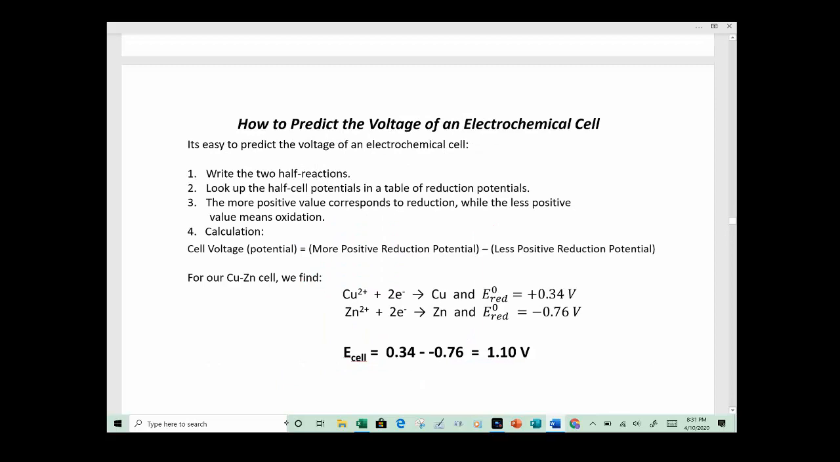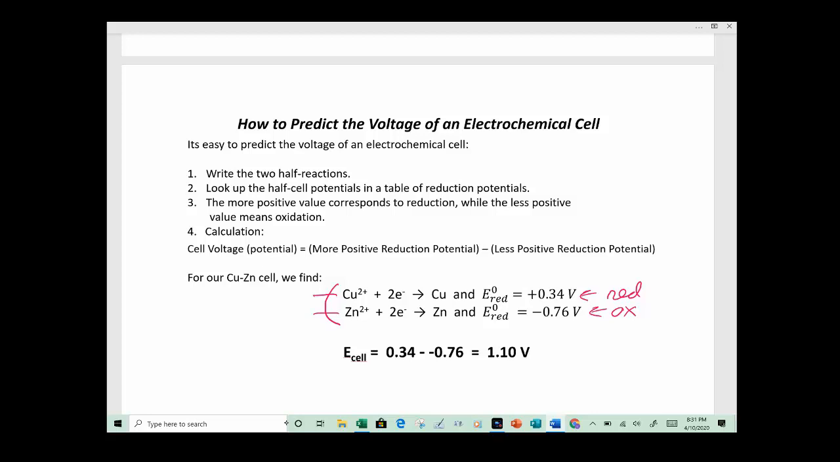All right, let's calculate the cell voltage for the copper zinc cell. From our table of standard reduction potentials, these are the two reduction reactions for copper ion and zinc ion. The copper is 0.34 volts. The zinc was negative 0.76 volts. So we know that the copper ion is going to be reduced, and to make redox work, we're going to have to flip the second reaction, and zinc is going to be oxidized.